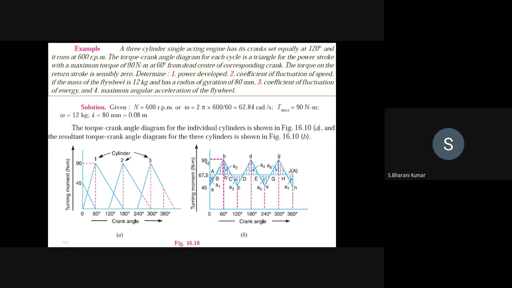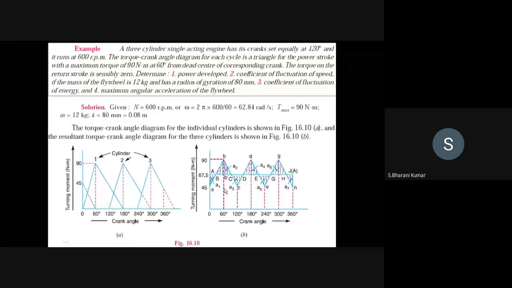Actually, if we take the mean of 90, we would get 45. But that is not the mean torque line. It's not a mathematical calculation, it's a formula calculation. So 90 is the maximum value, and the mean torque line value is 67.5. Only one thing you can be sure of: this value will definitely come below 90, somewhere within this diagram. The mean torque line is 67.5 Newton meter.